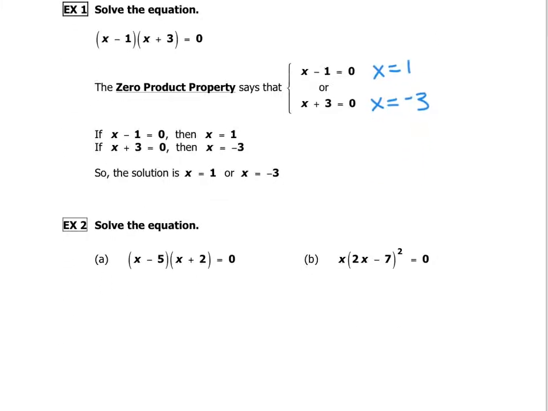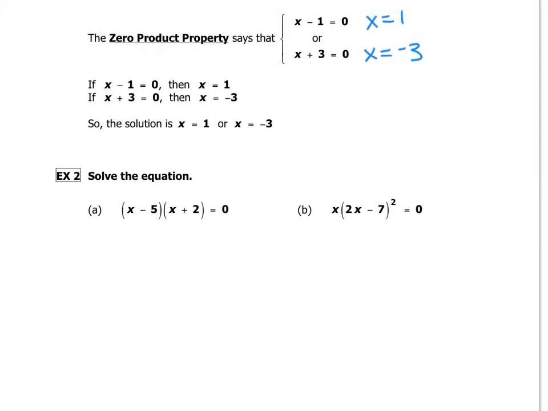So let's go to two examples that I have here at the bottom of the page. The first one is x minus 5 times x plus 2 equals 0. And here's what I know. If this times this equals 0, then either this or this has to be 0. It allows me to set up two equations: x minus 5 equals 0, or x plus 2 equals 0. Add 5 to both sides and I get x equals 5. Subtract 2 from both sides and I get x equals negative 2.